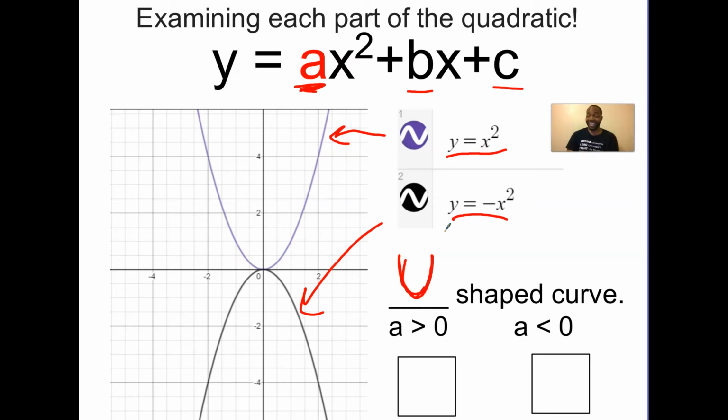What happens when A is negative? What happens when A is positive? When A is positive, that means greater than 0, you have a happy face. When A is negative, that means less than 0, you have a sad face. So the parabola opens up when A is positive, and the parabola opens down when A is negative. Negative down, positive up. Happy face, sad face, if that's the way you want to remember it.